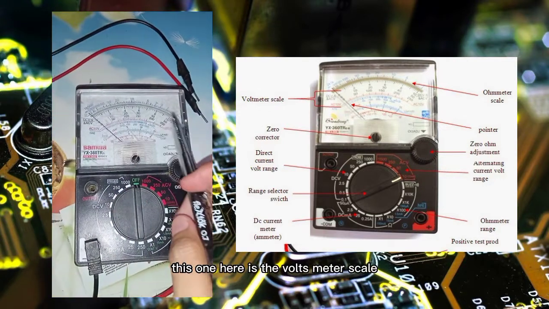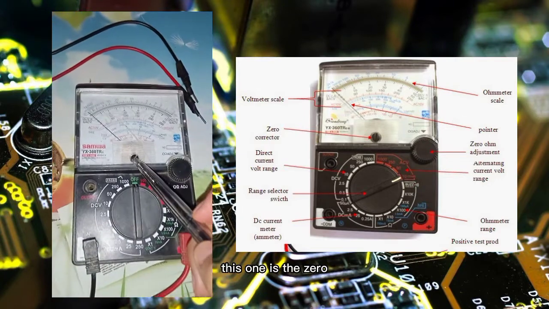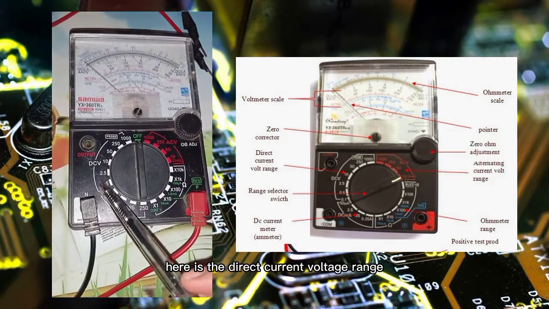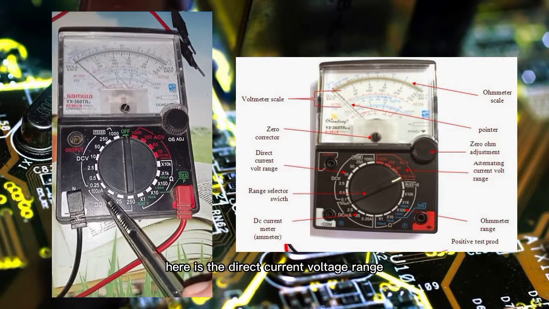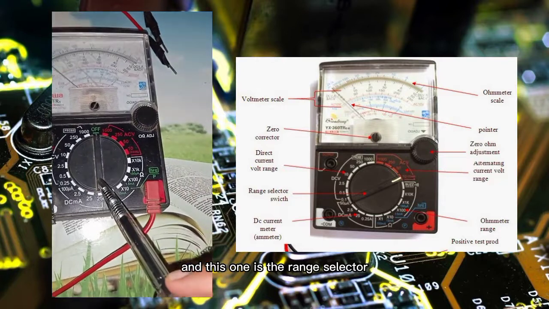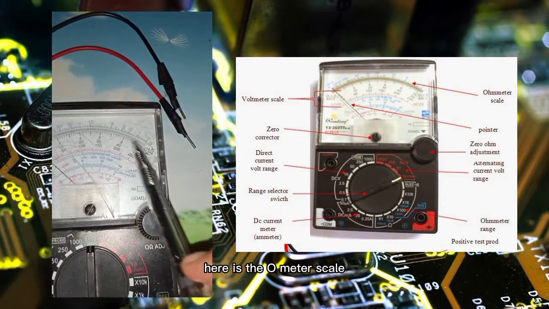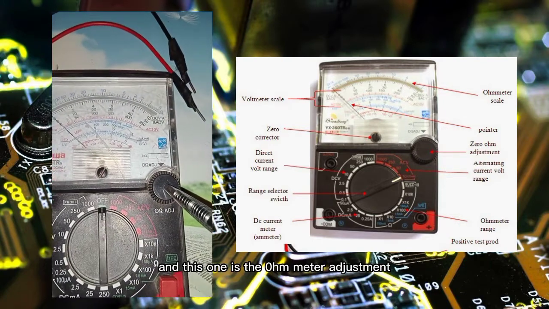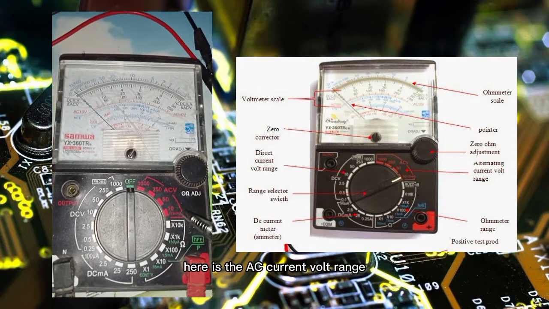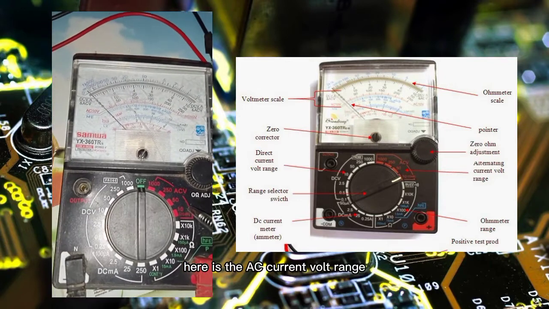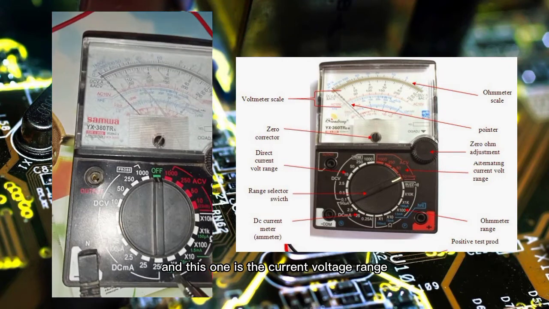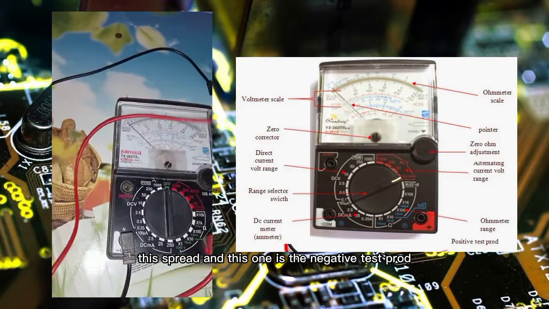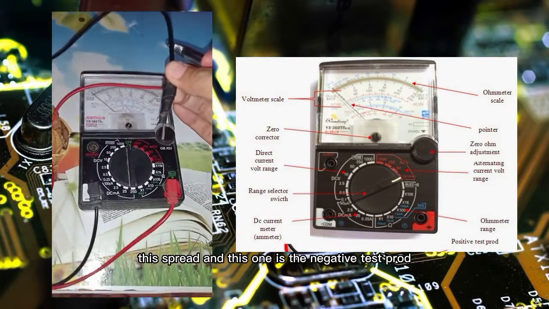This one here is the voltmeter scale. This one is the gyro. This one is the pointer. Here is the direct current voltage range, and this one is the range selector. Here is the ohmmeter scale, and this one is the 0 ohms adjustment. Here is the AC current volt range, and this one is the current voltage range. This one is the positive test lead, and this one is the negative test lead.